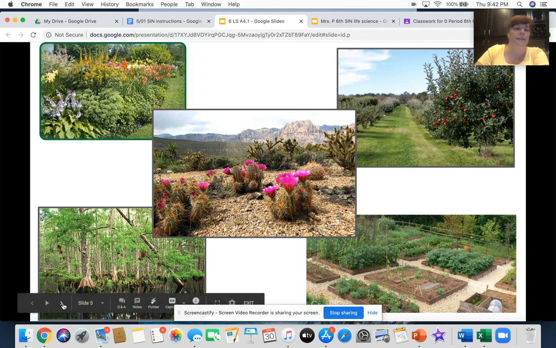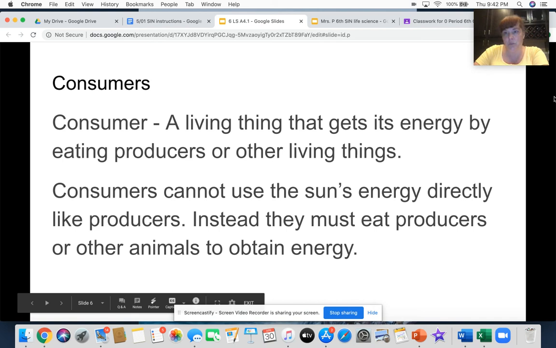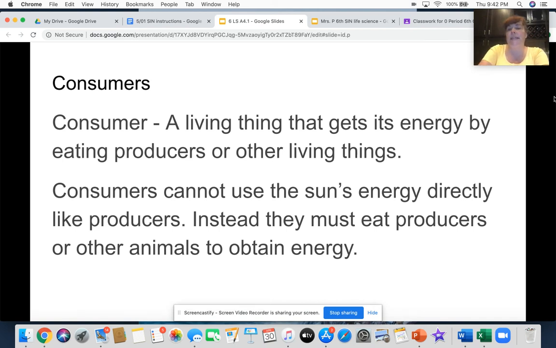Okay, the next slide. Consumers. A consumer is a living thing that gets its energy by eating producers or other living things. So consumers can't use the sun's energy directly like producers. I can't go out in the sun and make my own food. I don't have chlorophyll in my system. I don't have the chemical processes I need to be able to do that. So I have to eat producers or other consumers.